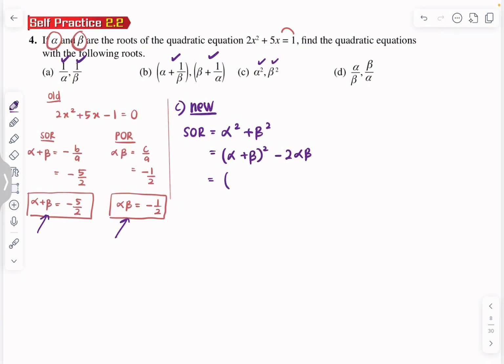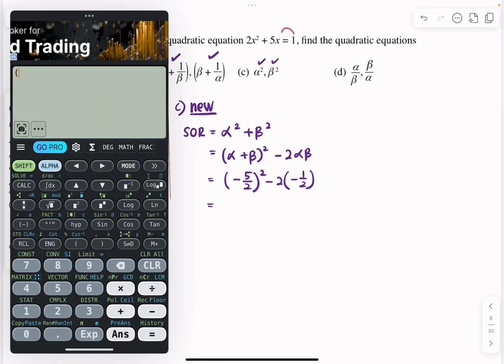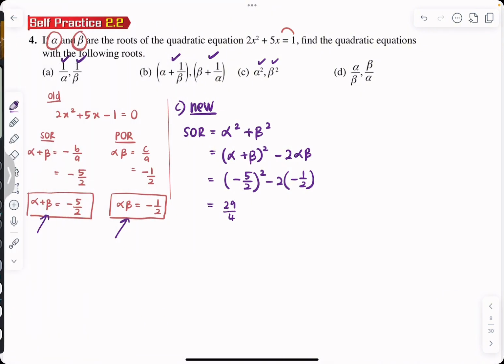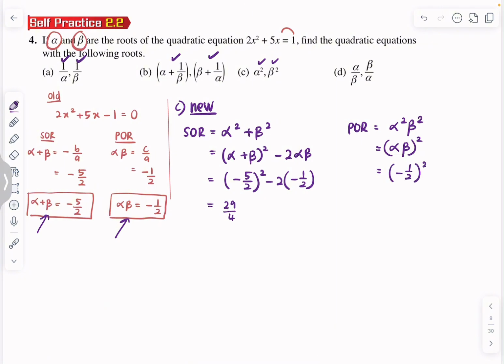Okay, so alpha plus beta is negative 5 over 2. Alpha beta is negative 1 over 2. Minus 2 times this. We get 29 over 4. Then we find our product of roots. It will be alpha square times beta square. This can be written as alpha times beta square. So alpha times beta is negative 1 over 2. So this will give us 1 over 4.